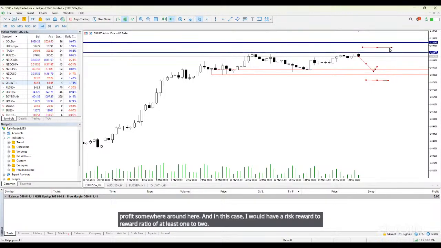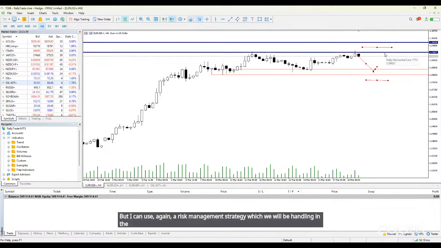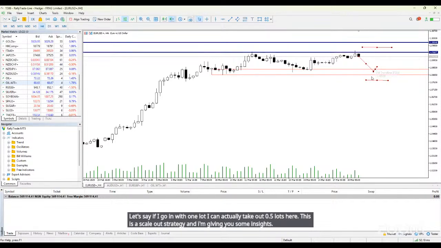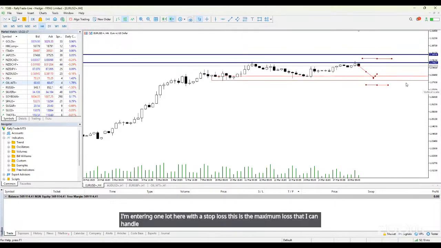But I can use, again, a risk management strategy, which we will be handling in the future. Let's say if I go in with one lot, I can actually take out 0.5 lots here. This is a scale out strategy, and I'm giving you some insights. I'm entering one lot here with a stop loss. This is the maximum loss that I can handle, and based on my risk assessment, this is where I should get out of the trade. And here is my take profit.